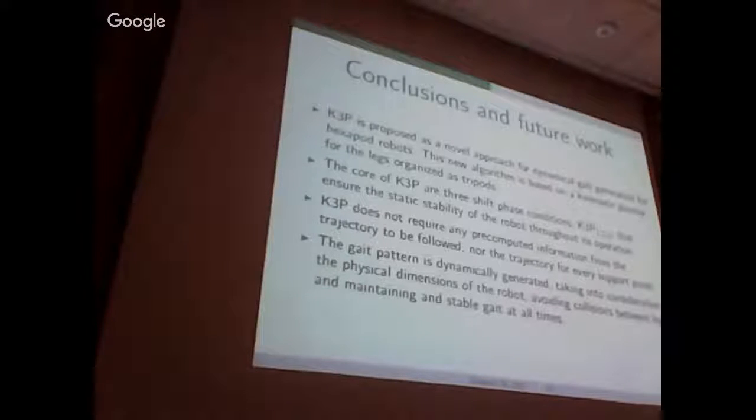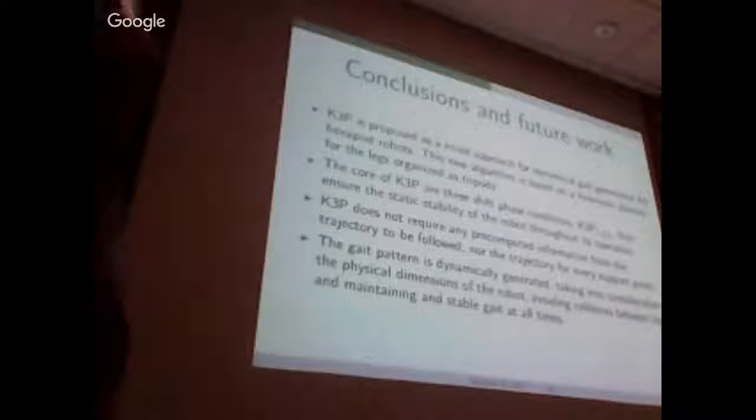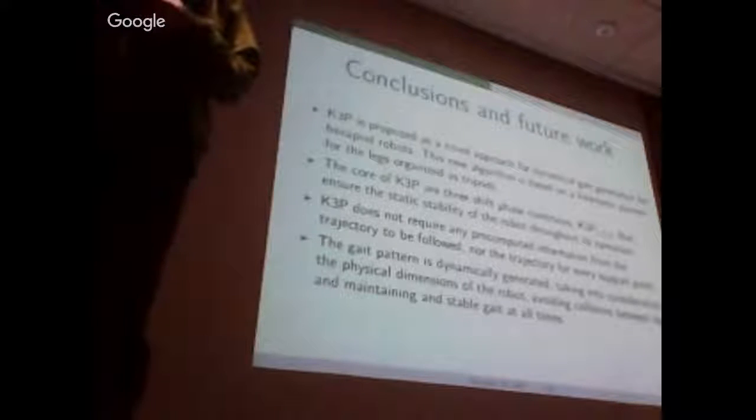K3P does not require any pre-computed information for the trajectory to be followed, nor the trajectory for every support. So all the trajectories are computed in real time, as the velocity command is received. The gait pattern is dynamically generated, taking into consideration the physical dimensions of the robot, avoiding collisions between legs, and maintaining a stable gait at all times.